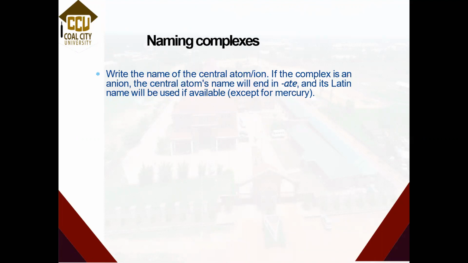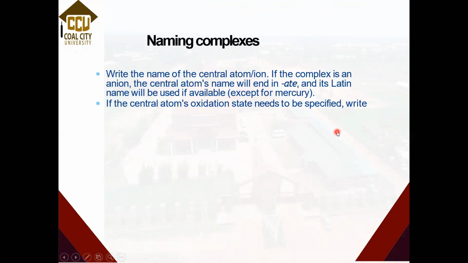But if it's not an anion, you write the original name. For example, if it's copper, you write copper. If it is iron, you write iron, not ferrate. You get what I'm saying now? So that is what that means. And its Latin name is used if available. That's in the case of iron that I said now. When it is a negatively charged complex, instead of saying iron, we say ferrate. That's the Latin name of iron.